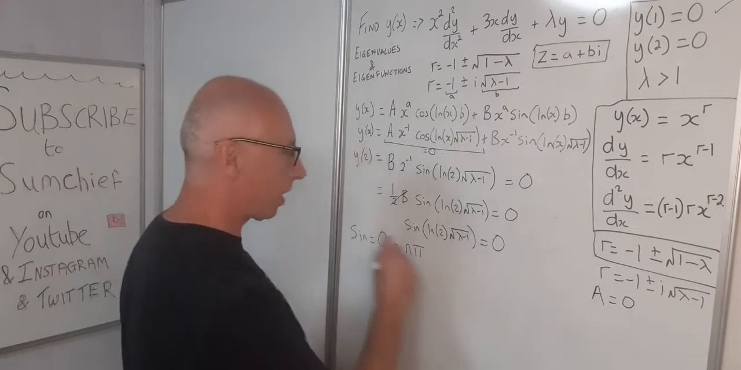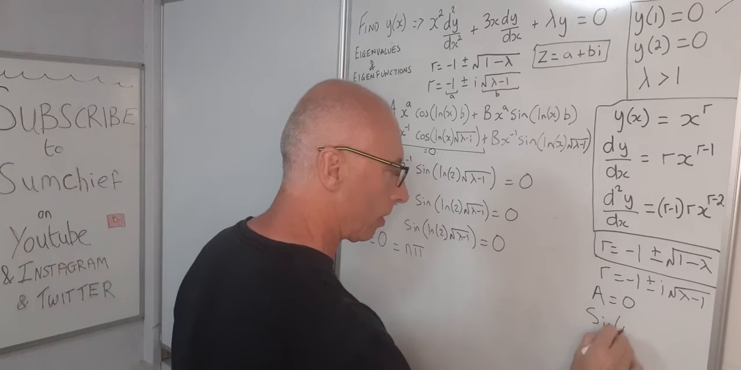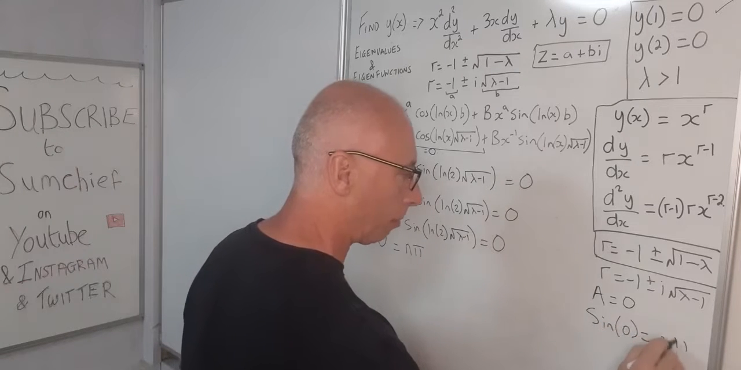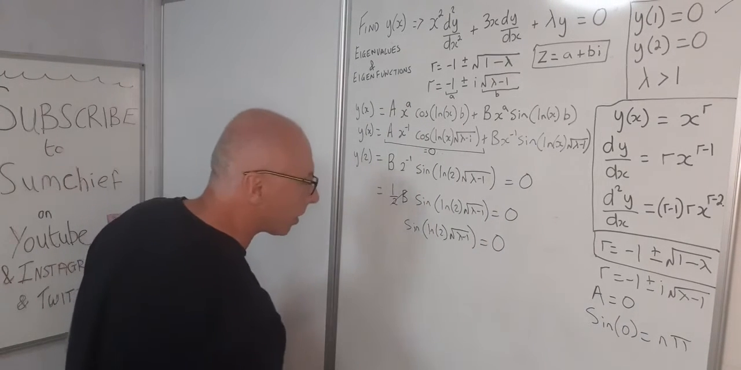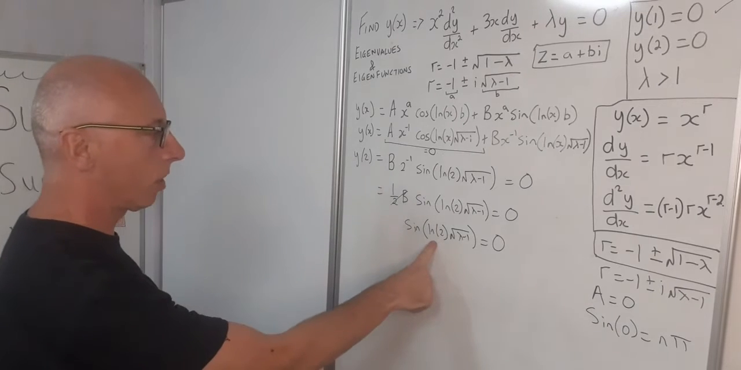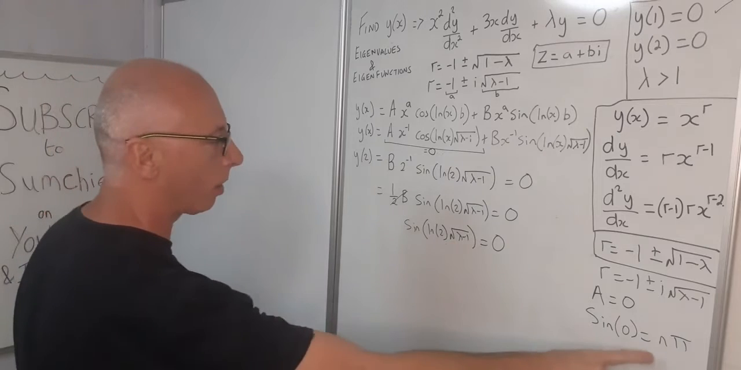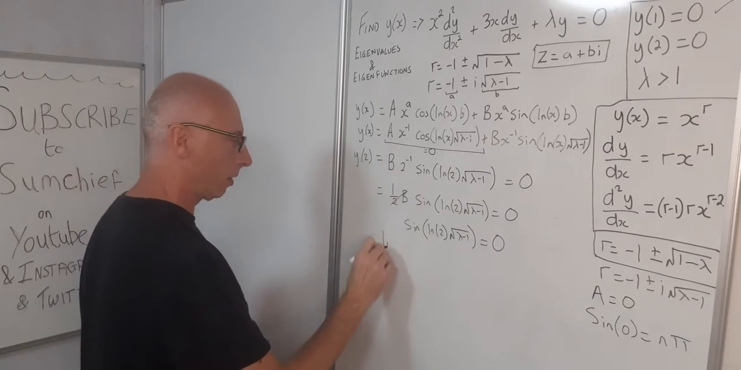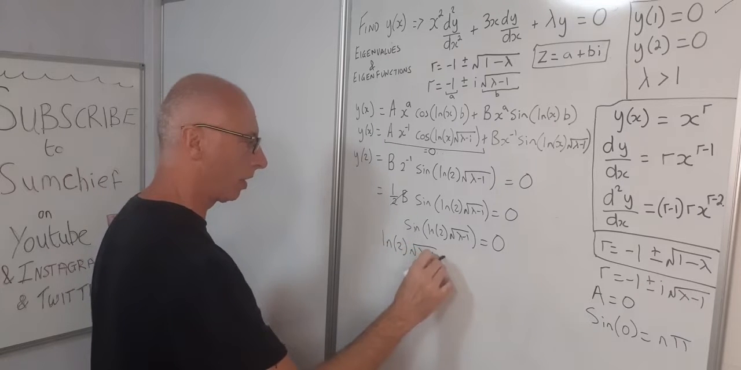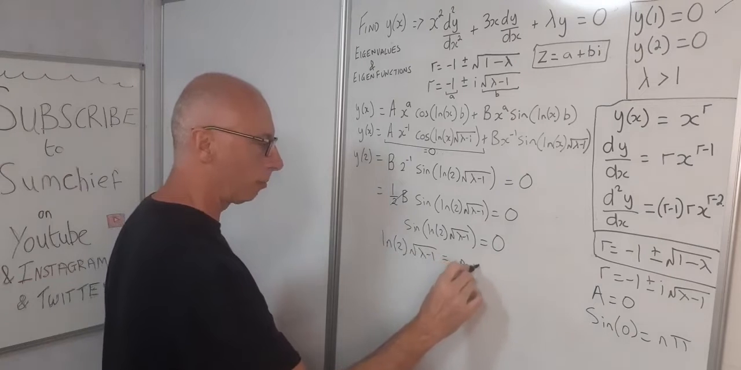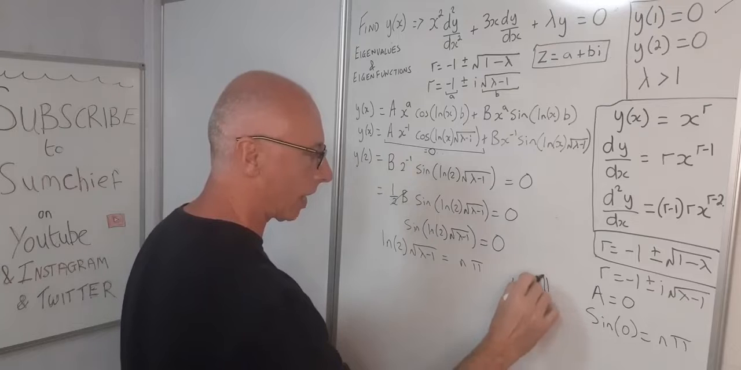So let's just write this over here. Sine of something is 0 at n pi. So let's just keep that to one side. So therefore, what we've got is log of 2 times square root of lambda minus 1 equals 0 at n pi. So log of 2 times square root of lambda minus 1 equals n pi. And then just a little note, n equals any of the natural numbers.